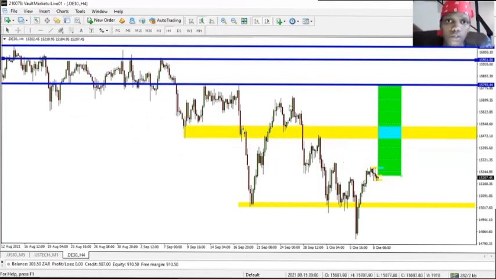Because as you can see, price has been respecting this area for a long time. Price came down, retested this area, and then went down massively. Then price went up, came down, and retested this support, then it went up, and then it came down again, came back for a retest, and then it shot down.